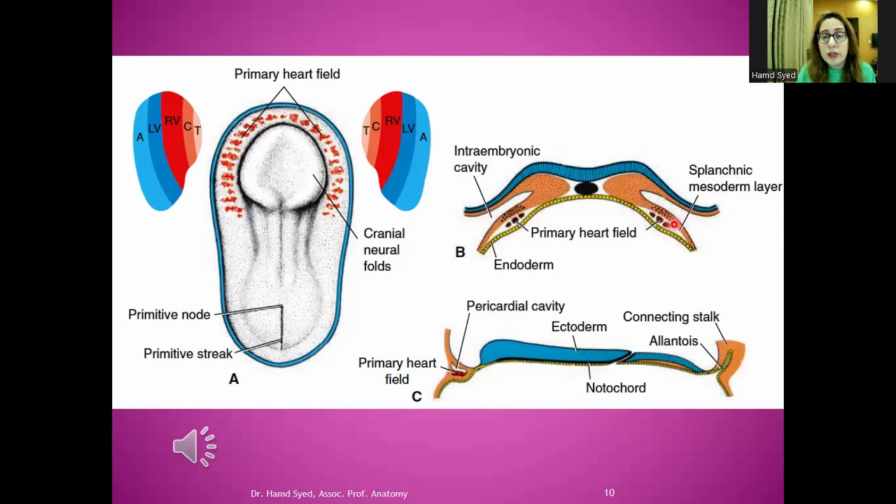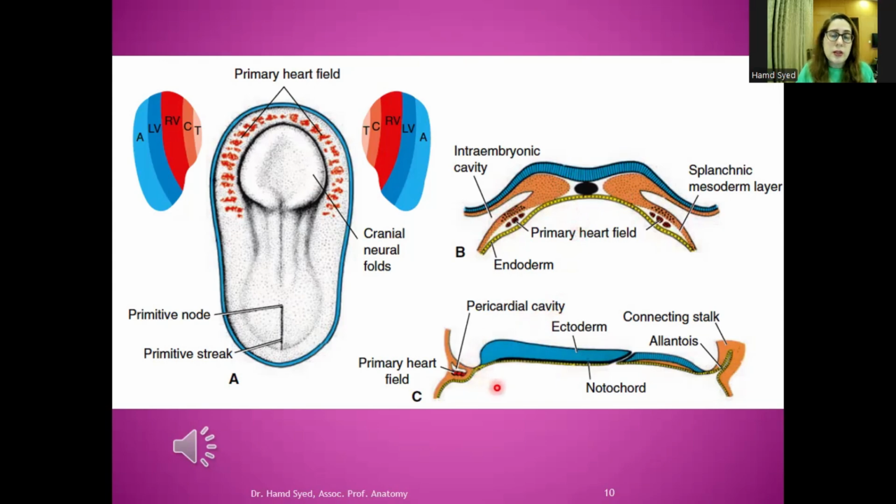And this is the layer where these cardiac progenitor cells have reached and where they are forming the primary heart field. So this is the primary heart field. In this diagram, you can see it is U-shaped as you are looking at it from the superior view, that is the dorsal surface of the embryo. And if you have taken a section, then this is a cross section. So here you can see the primary heart field on both the left and the right side.